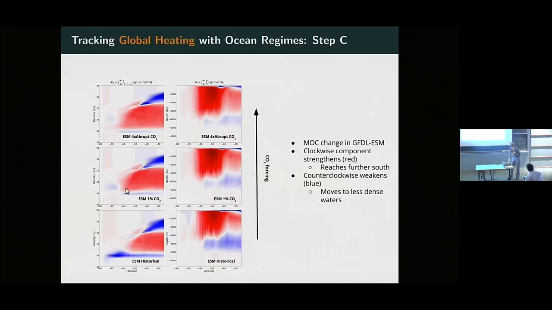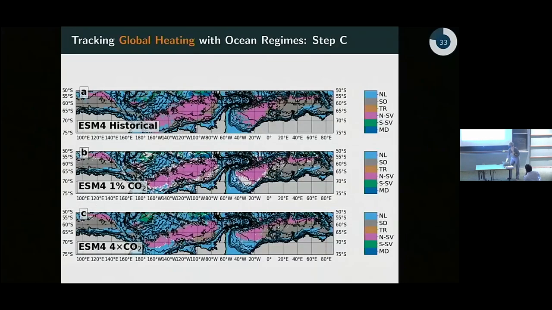And this blue area weakens while the red one strengthens. And we can see the same in depth space here. And this increases with CO2 forcing. So where the AMOC, the Atlantic component, weakened, the Southern Ocean component strengthens. And again, we can apply this to ESM.